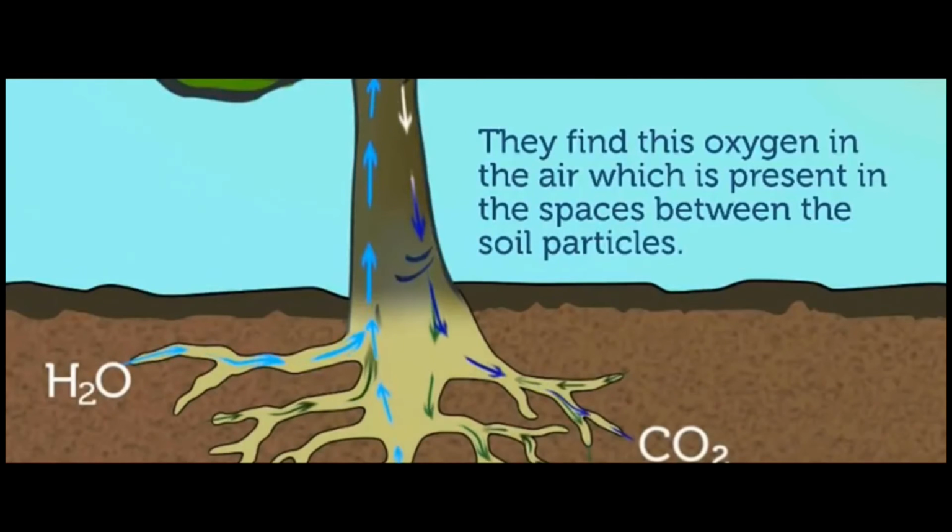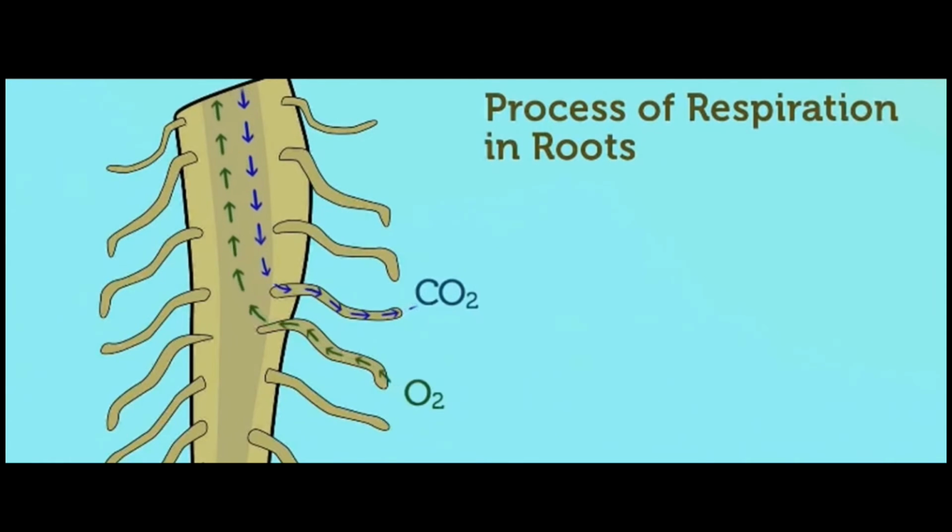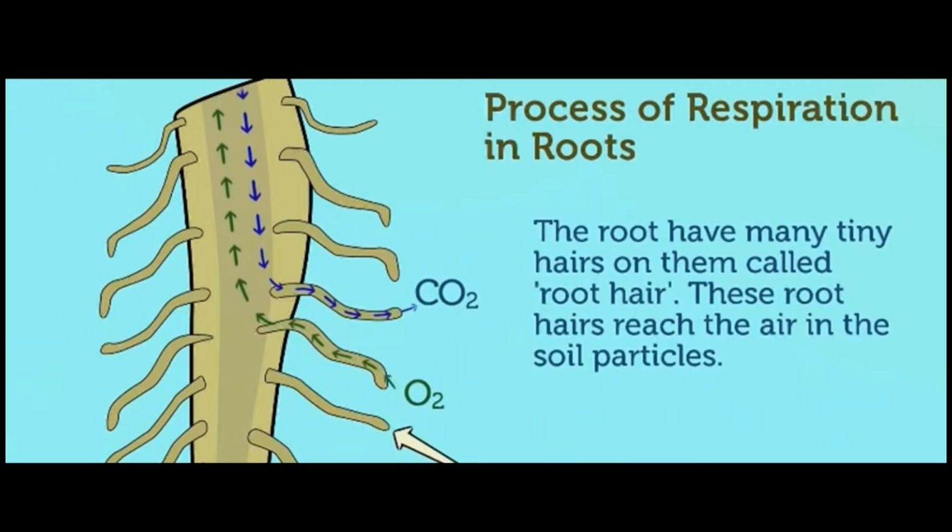See visually how respiration in roots takes place. You can see here the gaseous exchange of carbon dioxide and oxygen takes place in the roots through this root hair. Root hairs are tiny projections in the roots through which oxygen is diffused in from the soil, and the carbon dioxide produced in the cells of the roots is diffused out.